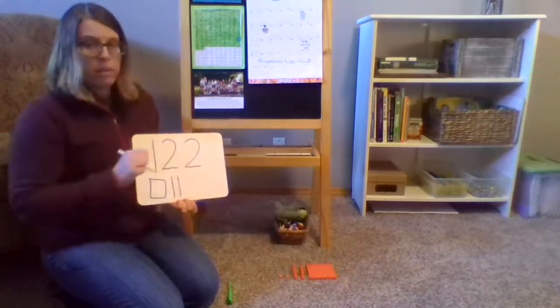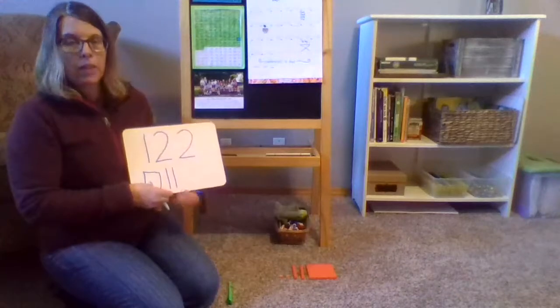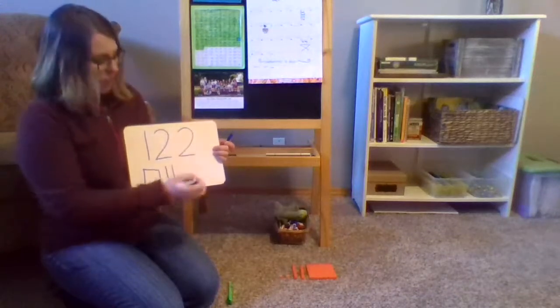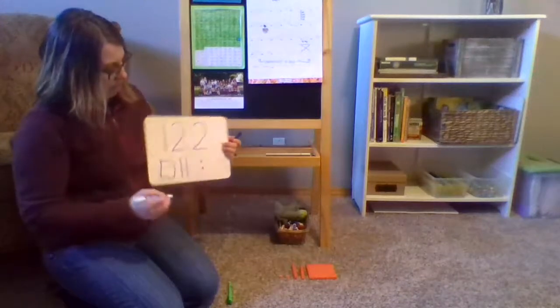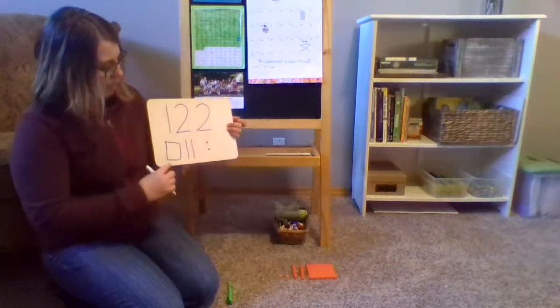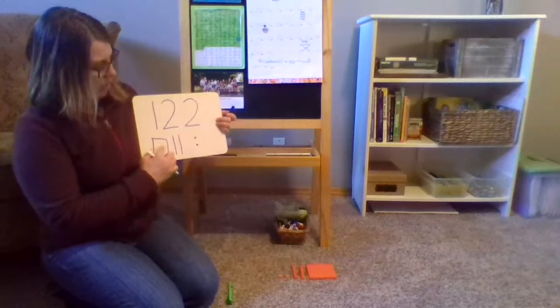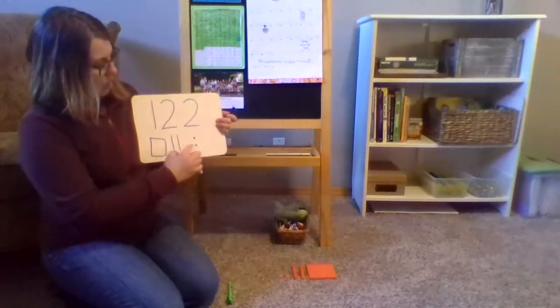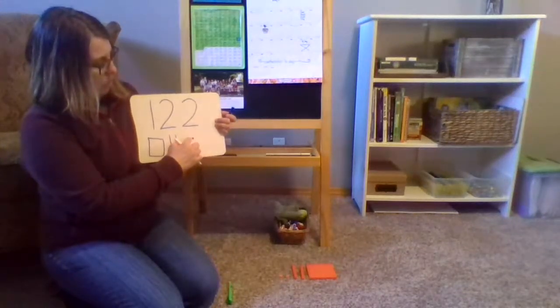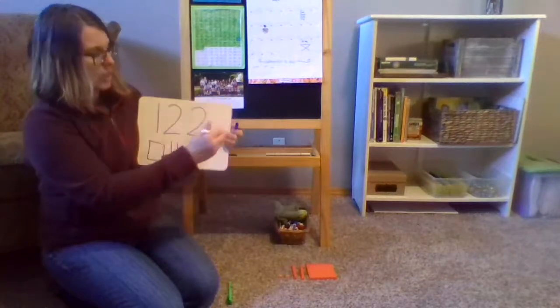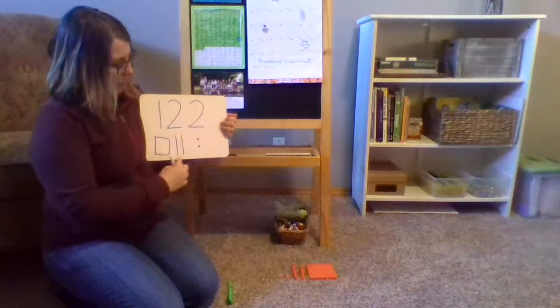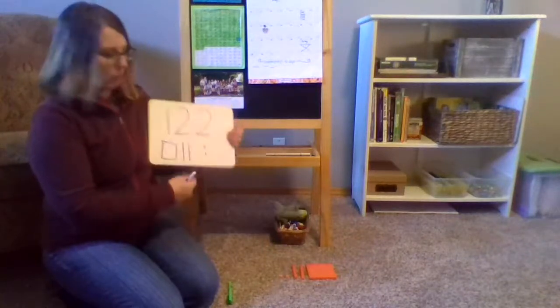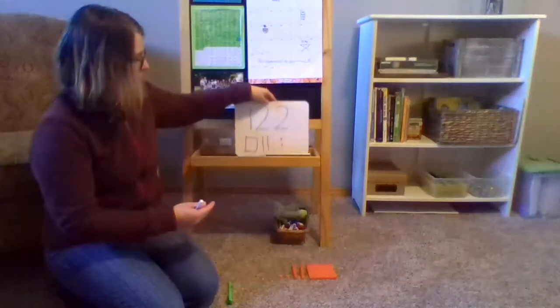And then remember, do you remember what we do for the ones blocks, how we show those? Yeah, that's right, we use dots. So we'll need 2 dots to show the ones blocks. So 100, 110, 120, 121, 122. So you can practice counting that to make sure that this represents 122. And I'll set that up here so that we can see it.